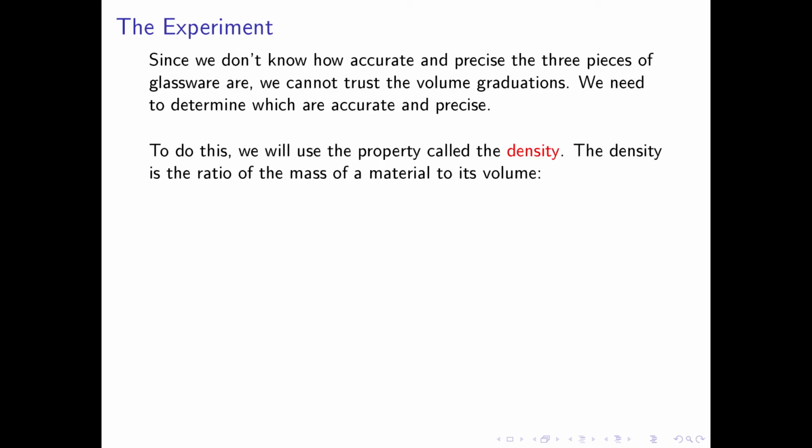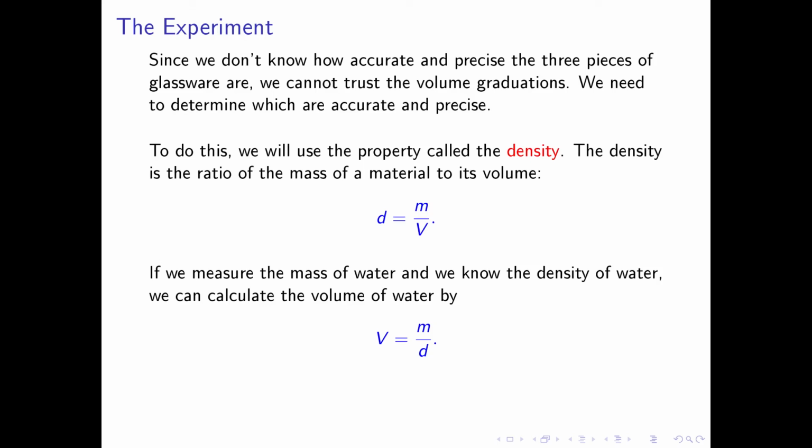To do this, we will use the property called the density. The density is the ratio of the mass of a material to its volume, or mathematically, D for density is equal to M for mass divided by capital V for volume. If we can measure the mass of water, and if we know the density of water, then we can calculate the volume of water by inverting this equation, such that the volume is equal to the mass divided by the density.